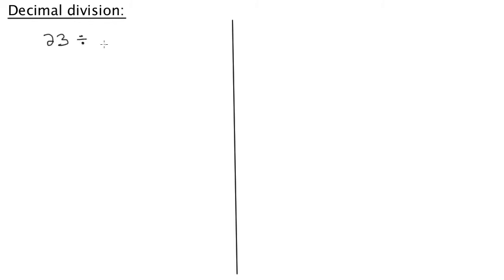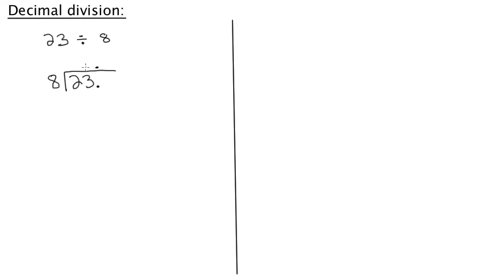You just need to set up the problem as if it was a regular long division problem. So, for example, we're doing 23 divided by 8. Set it up like any other long division problem. The only thing is, when you know you're going to end up with a decimal in your answer, place the decimal in your quotient right away. Here's the decimal in 23. We don't normally see it, but it's there. Line it up, put a decimal in your quotient, and then proceed.